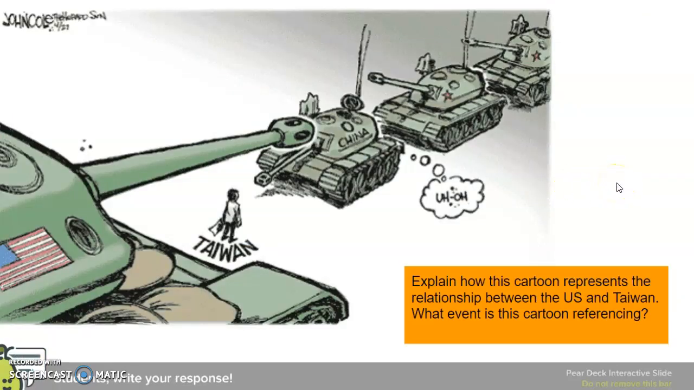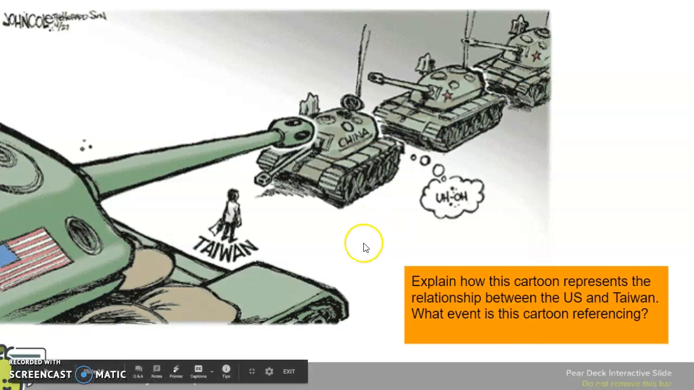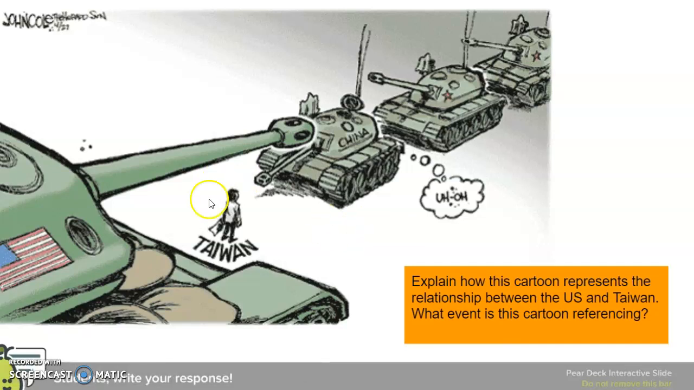In this cartoon, you're to explain how the cartoon represents the relationship between the U.S. and Taiwan, and what event the cartoon is referencing. So here we have these 3 tanks that are labeled China. We have this man here who's labeled Taiwan, and a larger tank labeled as the United States. So clearly we are behind Taiwan, we're backing them, and we have a much bigger military force than the power of China. And what event is it referencing? Well, if you remember last week, you saw about the tank man and the protests in Tiananmen Square, where one man stood out there and protested against the Chinese government. So that's what it's referencing.